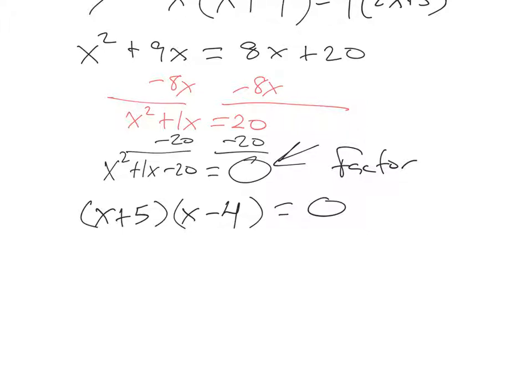All right. So when we factor, that's what we get. All right. So notice, I have something times something equals 0. So what did you just tell me when you had something times something equals 0?